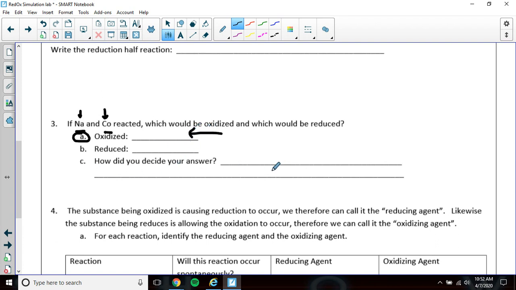And how did you decide your answer? I just kind of walked you through that. You just tell me that it's higher on table J. Okay.